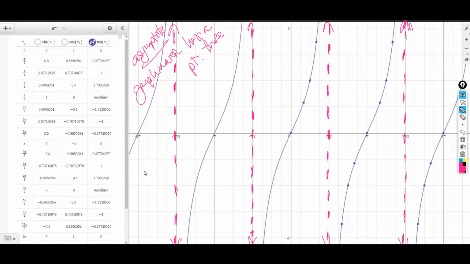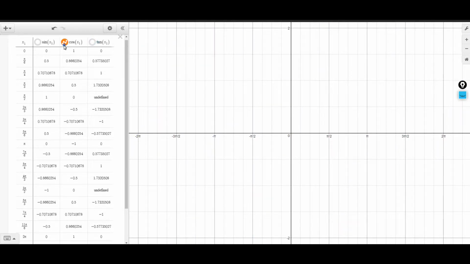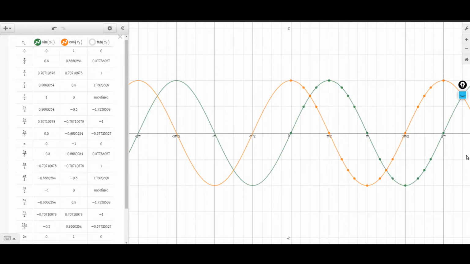So this graph does not have values in a lot of places. And so that really makes the domain difficult for us because we don't have a simple domain like cosine, where we have a point in every x value. We have a point in every x value for sine as well. That's not the case. So let's talk about why we have those asymptotes and where they're coming from.